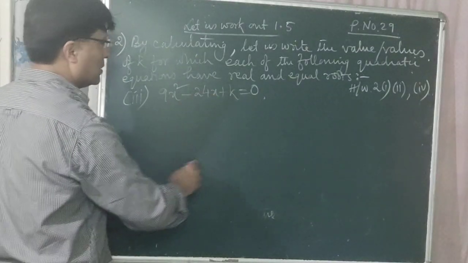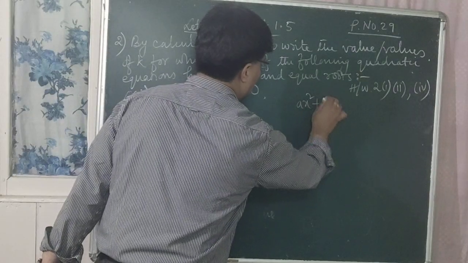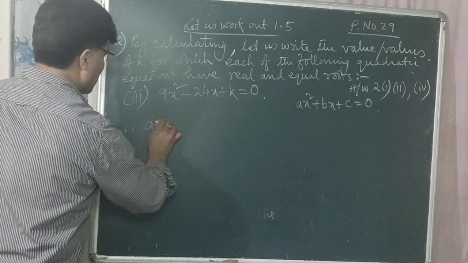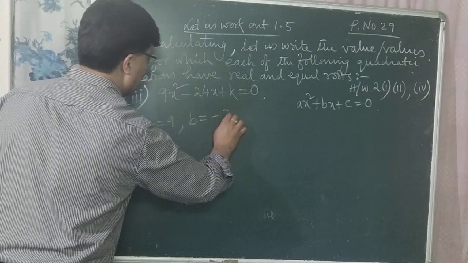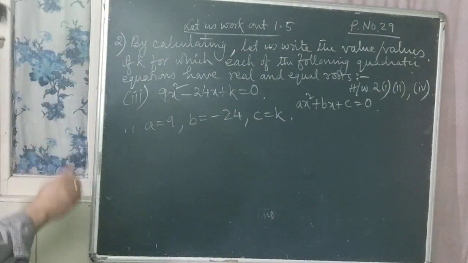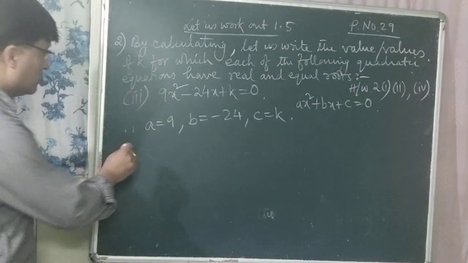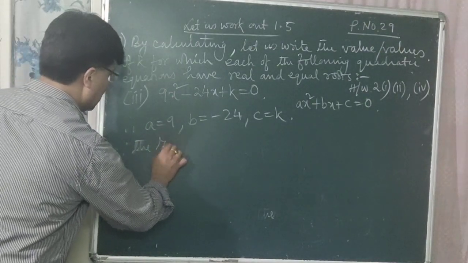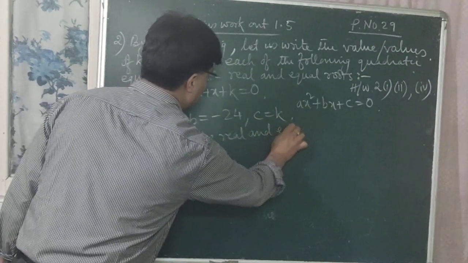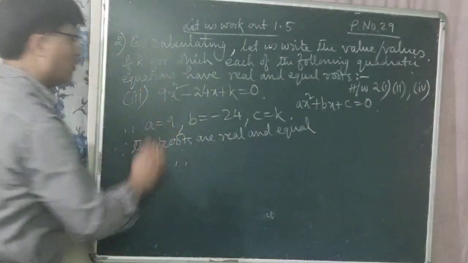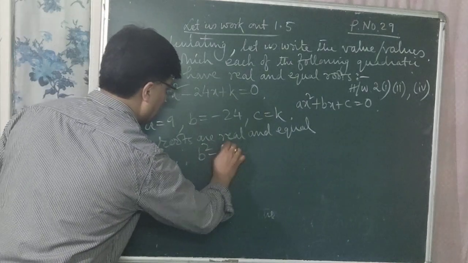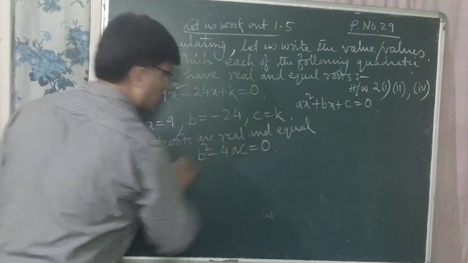So now let us compare it with the quadratic equation ax square plus bx plus c is equal to 0. What is the value of a? a is equal to 9. What is b? Minus 24. And what is c? It is k. So now since the roots are real and equal, therefore the discriminant is equal to 0. What is my discriminant? b square minus 4ac is equal to 0, right?